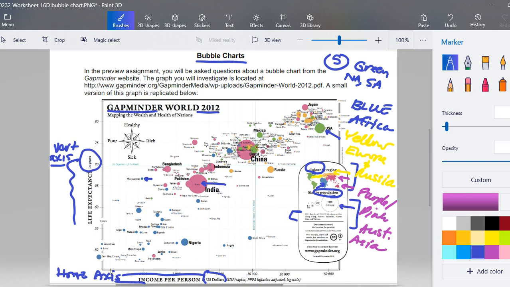Then question number 6. Life expectancy is measured in what unit? Well, glad you asked. So let's move number 6 right here. Life expectancy is measured in years. Question number 7, income per person. Well, then let's go to this. Question number 7, income per person is measured in United States dollars.